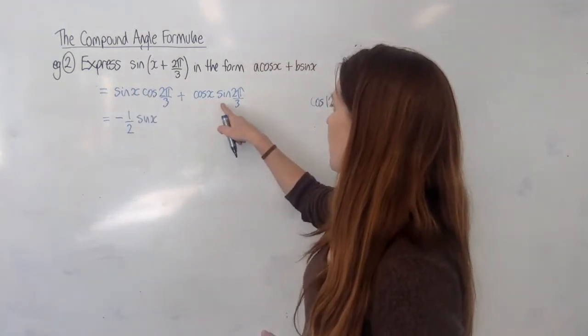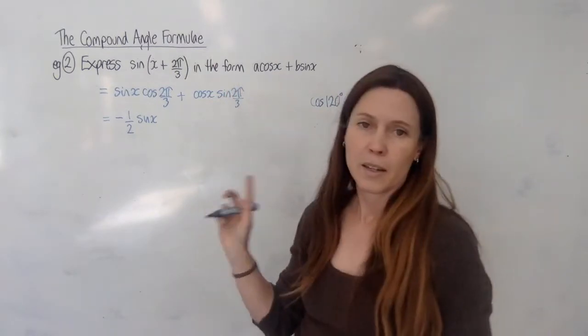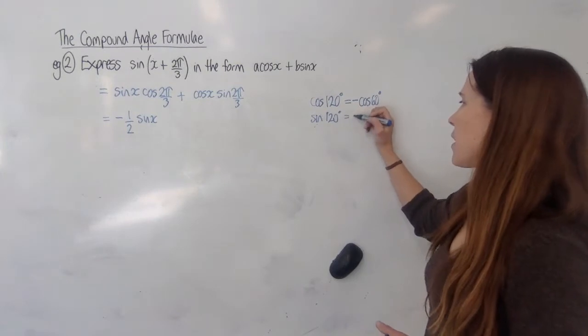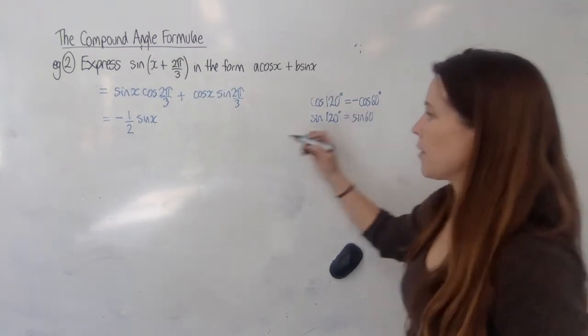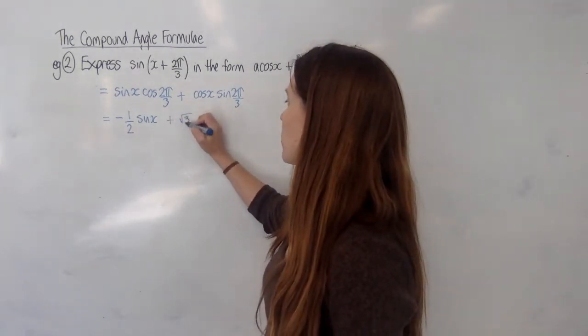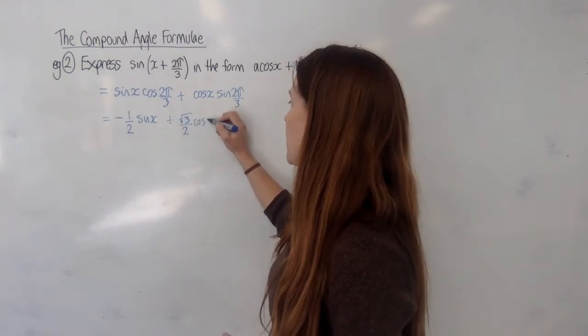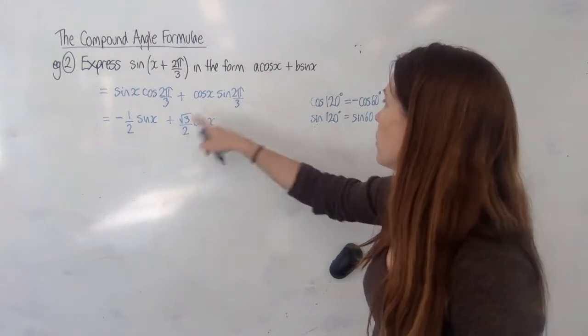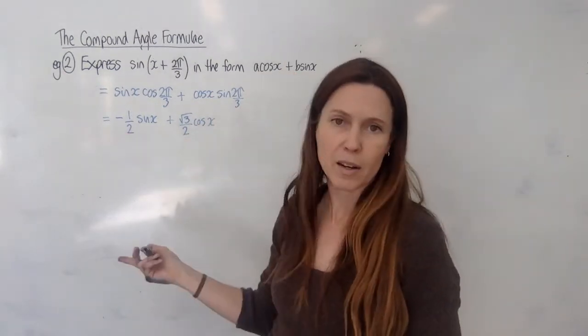And then over here, I've got the sine of 2 pi on 3. Now the sine of 120 is exactly the same as the sine of 60, and that's root 3 on 2. So I have root 3 on 2 cos x, and I've put it into this form. So clearly A is root 3 on 2, and B is negative a half.